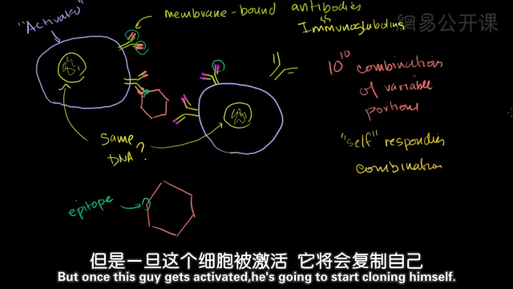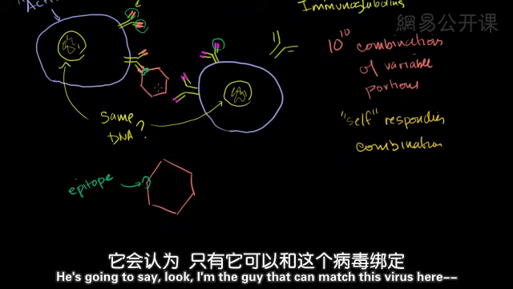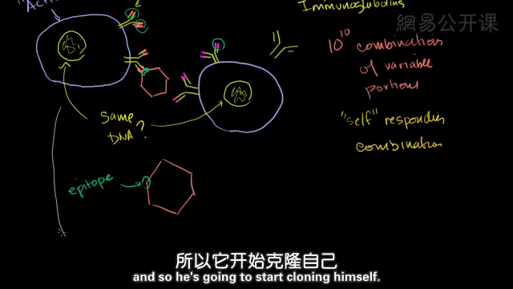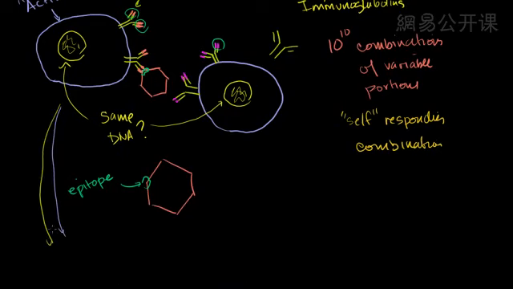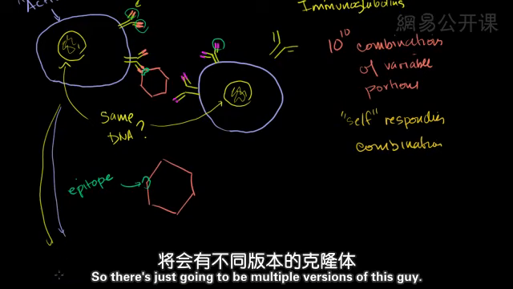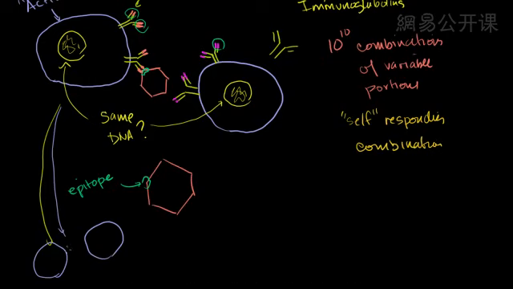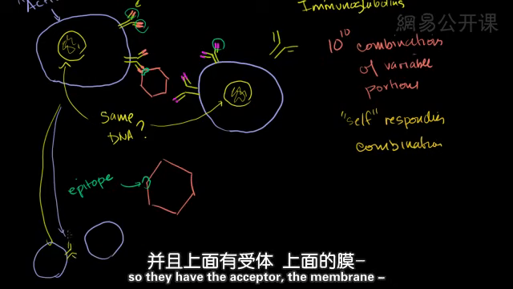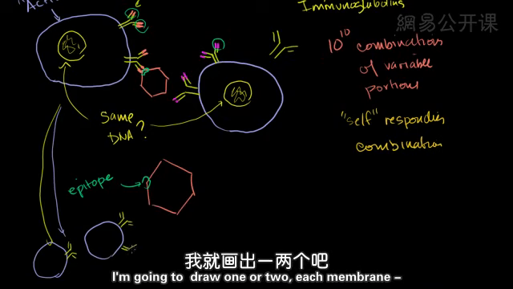But once this guy gets activated, so this is the activated guy, he's going to start cloning himself. He's going to say, look, I'm the guy that can match this virus here. And so he's going to start cloning himself. He's going to start dividing and repeating himself. So there's going to be multiple versions of this guy. And not only are there multiple versions of that guy, they have the receptor on the membrane, they have 10,000 of these. I'm only drawing one or two on each membrane.